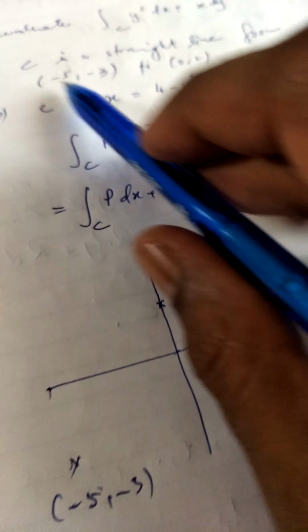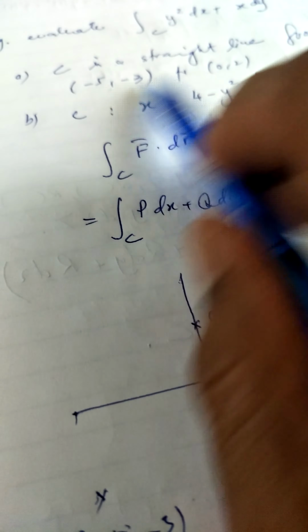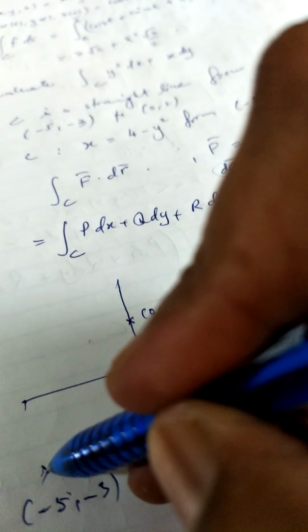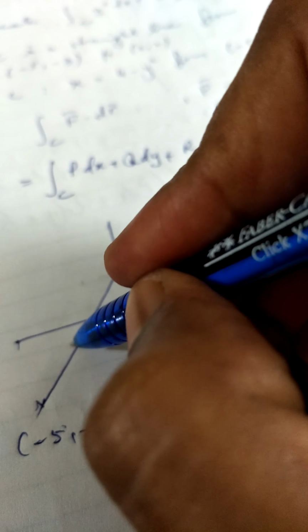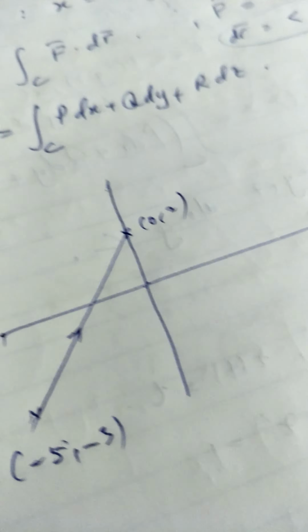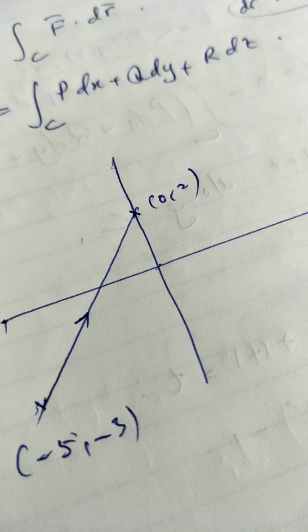Okay, so for the first part, part A, C is a straight line connecting these 2 points. So which means we have this line from that to that. This is important, from. So our direction is from the first point minus 5, minus 3 to 0, 2.